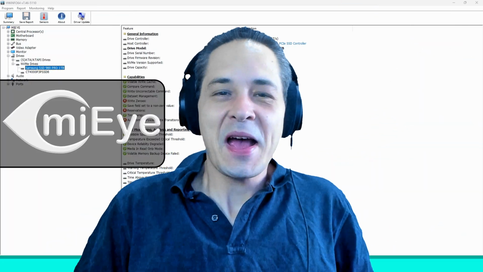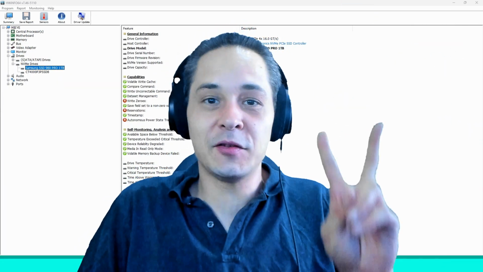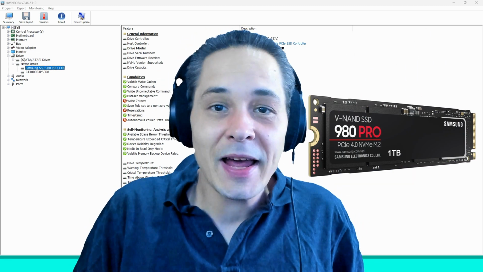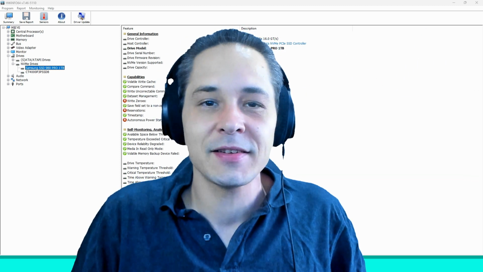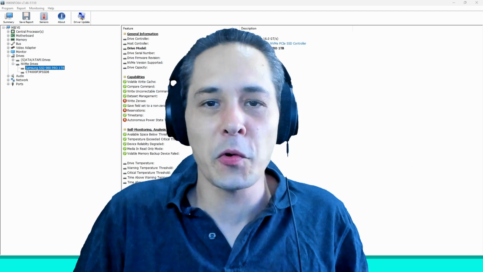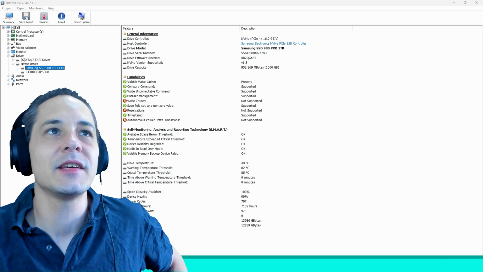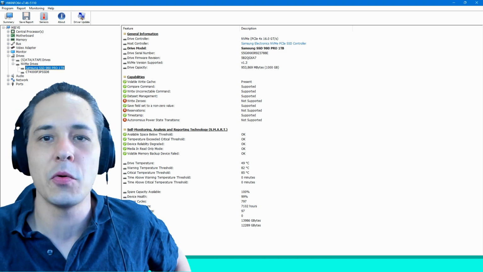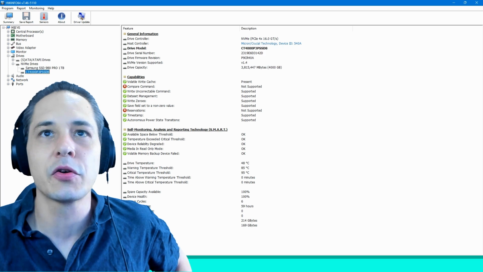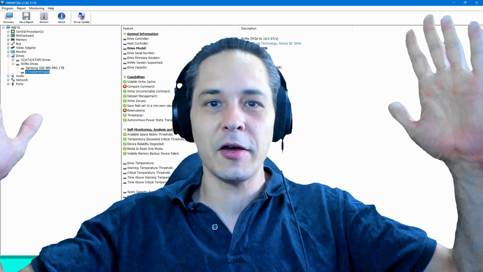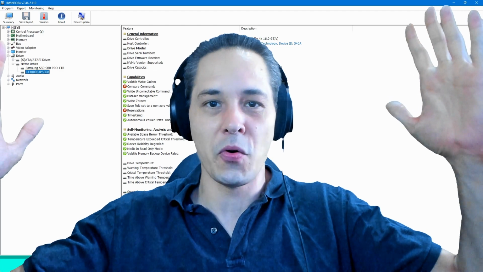So today I want to do a benchmark test between two M2 SSDs. One of them is the Samsung 980 Pro 1TB and the other SSD is the Crucial P3 Plus 4TB. And here you can see on HWiNFO, I have a Samsung SSD 980 Pro 1TB and the other one is the Crucial P3 Plus 4TB. And let's battle them in CrystalDiskMark.